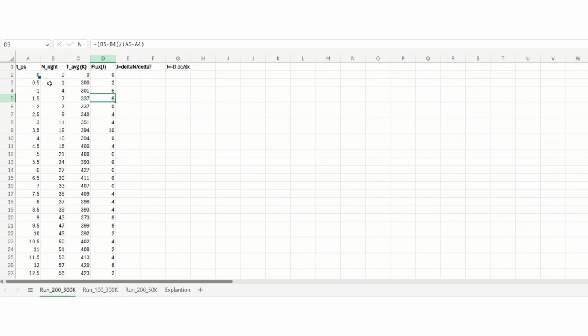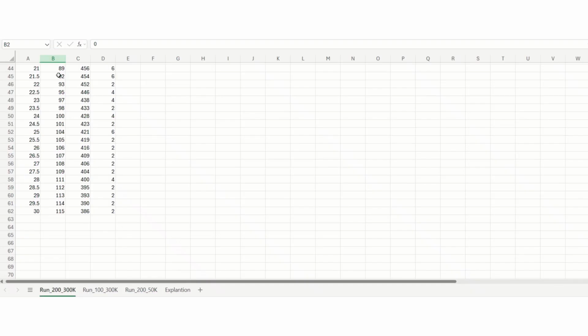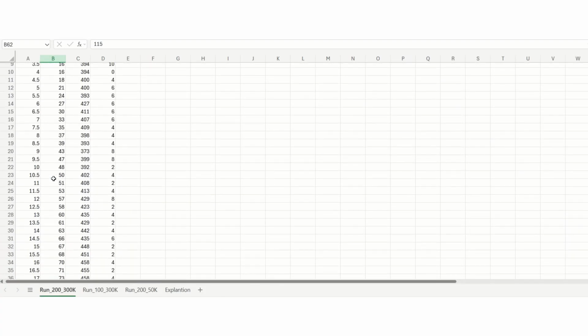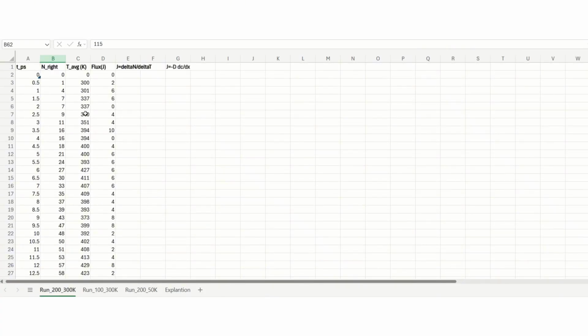For this run, we see that the number of atoms on the right side increases steadily from about 0 all the way up to around 115 over the 30 picoseconds. The flux starts high at the beginning, and I'll show a graph later where we can see that it gradually decreases, which makes sense because the concentration difference between the two sides becomes smaller as diffusion progresses.